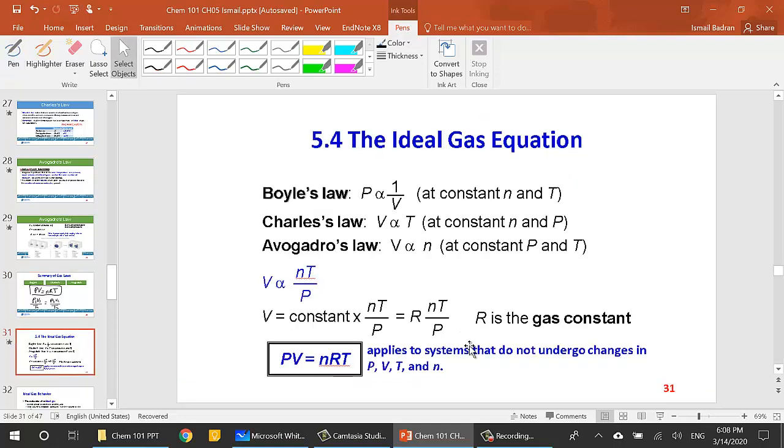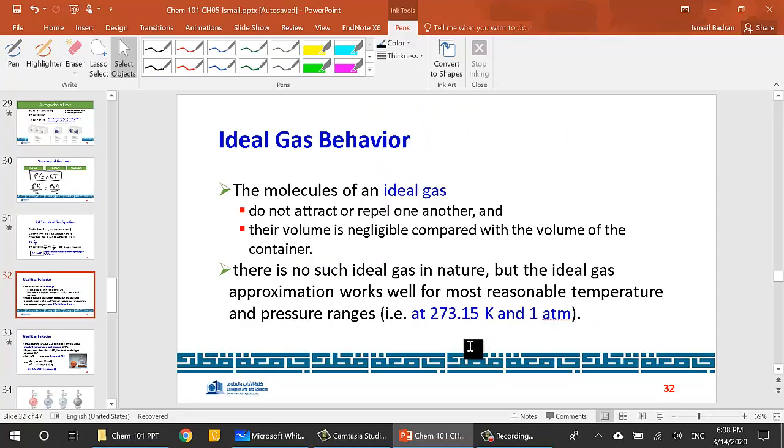This is what I was talking about in the previous slide. So now, what is an ideal gas equation? It is an equation that describes what we call an ideal gas. An ideal gas is a gas that behaves ideally. It does not exist in nature.